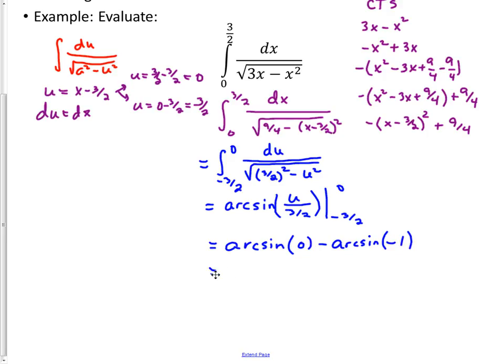What is the arc sine of 0? Well, recall your trigonometry. This has to be equal to 0 because the only angle on the interval from negative pi over 2 to positive pi over 2 whose sine equals 0 is the angle 0, minus the only angle on the interval from negative pi over 2 to positive pi over 2 whose sine is equal to negative 1 is negative pi over 2. And that means that our definite integral, our antiderivative evaluated over the interval from negative 3/2 to 0, is going to be positive pi over 2. And that's the answer that we wanted. So we're done.